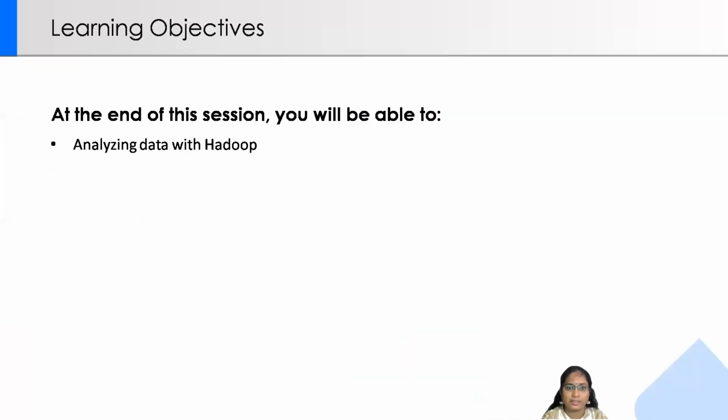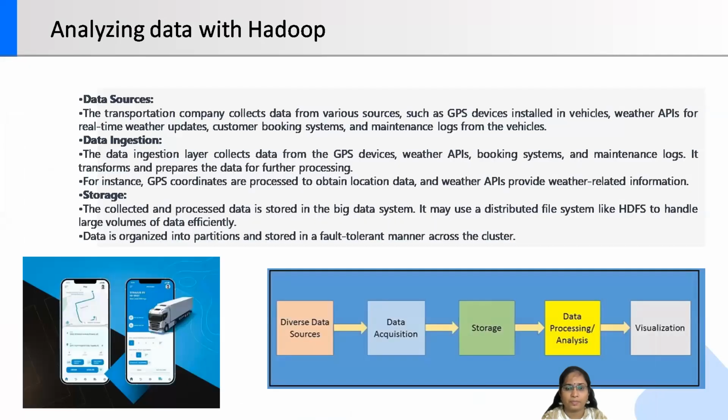At the end of the session, you will be able to analyze data with Hadoop. So what are the main steps of analyzing the data with Hadoop? First we need the data source, then the acquisition step, then how we are going to store and process, and finally the visualization. In this, I'm going to take the example of how transportation companies work with the big data concept.